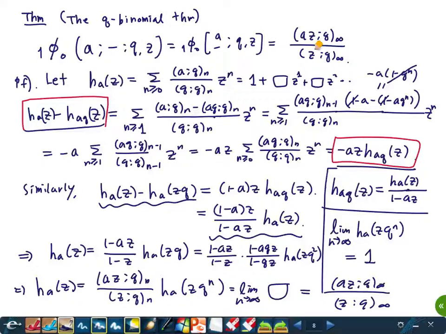So in q-series, we prove identities using this kind of idea. Find the functional equation and try to iterate the equation that you found.